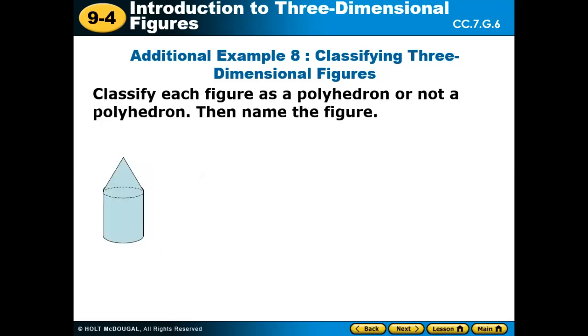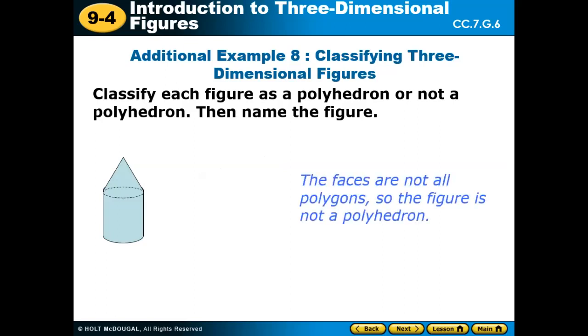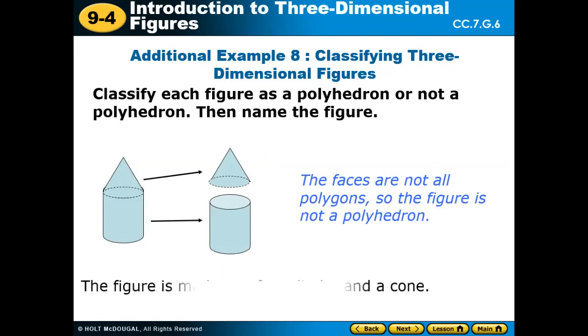Here also, first step, to classify this figure, I have to ask myself, can I see any circle here? Yes, I can see circles. So all faces are not polygons. That means this figure is not a polyhedron, right? Now, what is the name of this figure? I have to cut it into two 3D shapes to find that this figure is made up of a cylinder and a cone. Does that make sense?